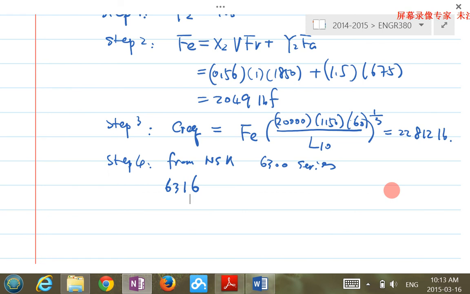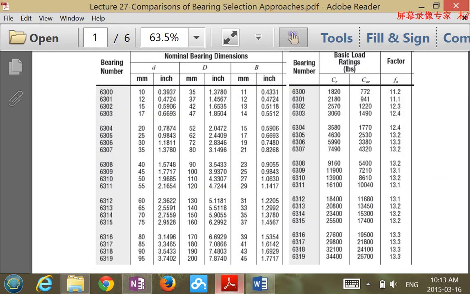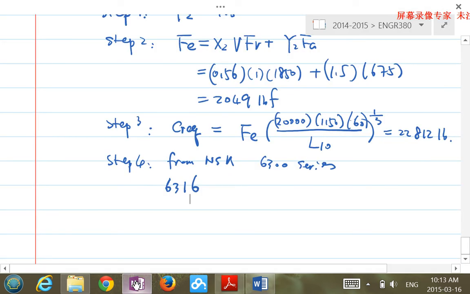Now look at this one. What is the C required, and what is the C0? C required is right here, 27,600, and this number is bigger than what we just calculated. We need to write down both of these. The 6316 has a C10 equal to 27,600, which is greater than the C required calculated. So this is okay.